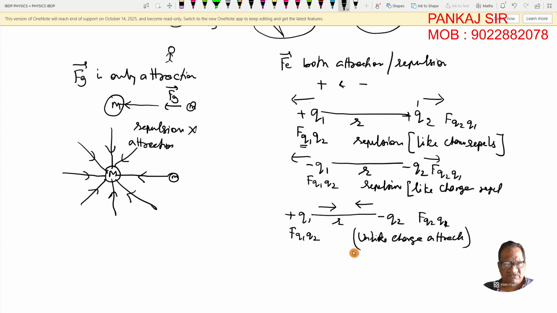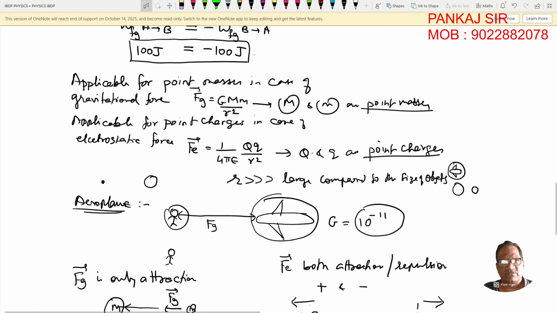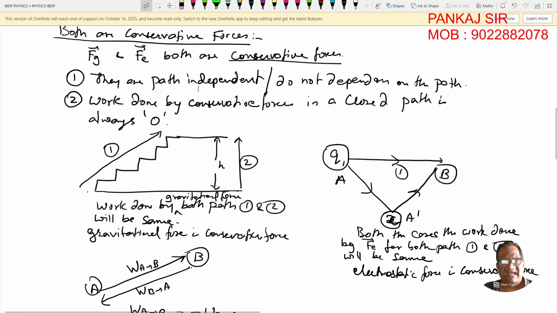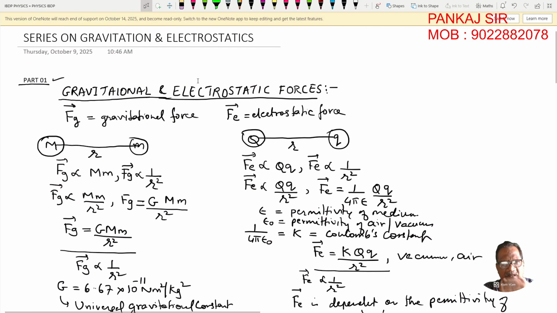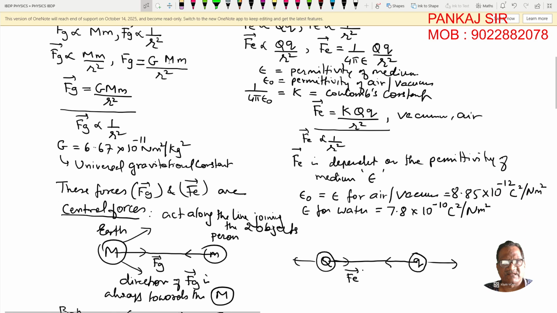So this was all about the electrostatic forces and the gravitational forces, the similarity between them and the concept. And in the process you have seen that both concepts are almost similar, and that is why I made a point to go for a simultaneous study of both the forces, gravitational force and electrostatic force. So now you must have understood the basics of both.